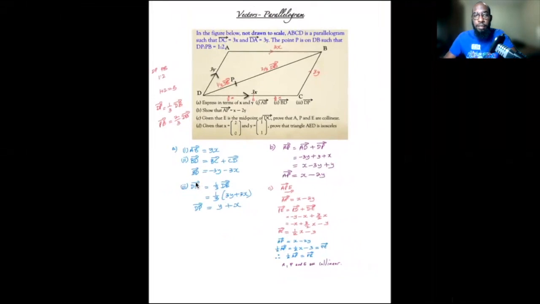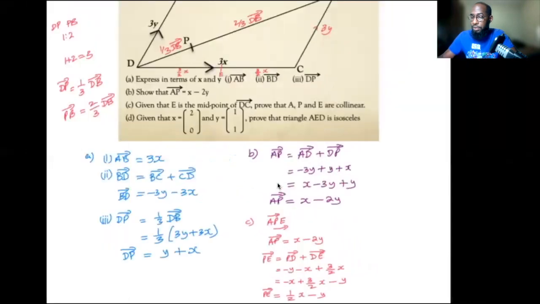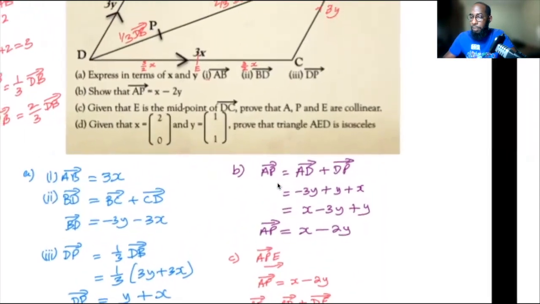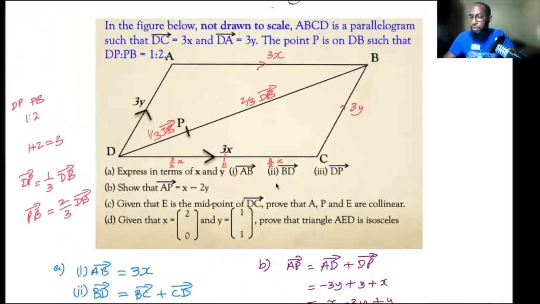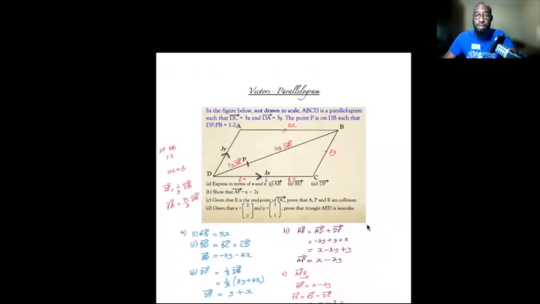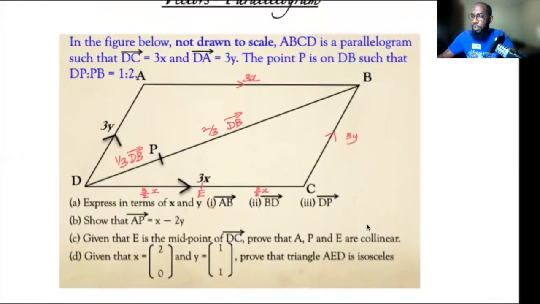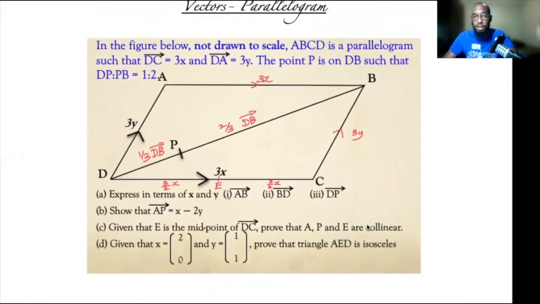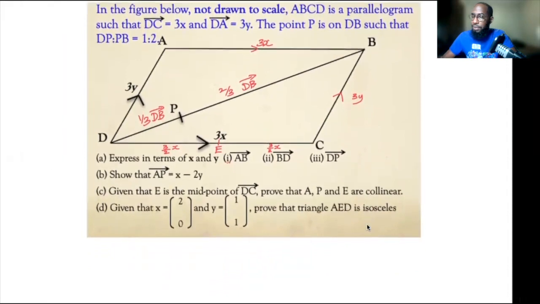So far we have part E, part B, and part C. All right, so we're going to deal with part D now. Part D tells us, given X is 2, 0 and Y is 1, 1, prove that triangle AED is isosceles. So let's go on to this page here. I labeled the diagram already. And we are going to focus on part D.